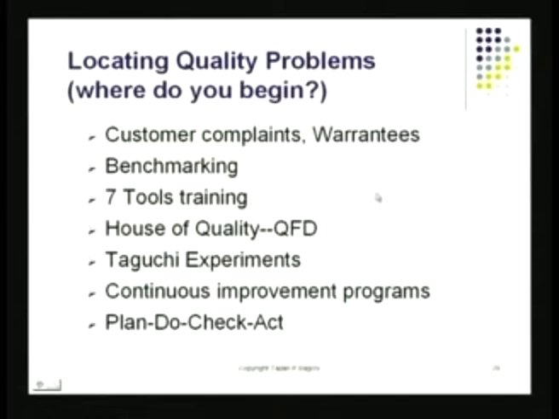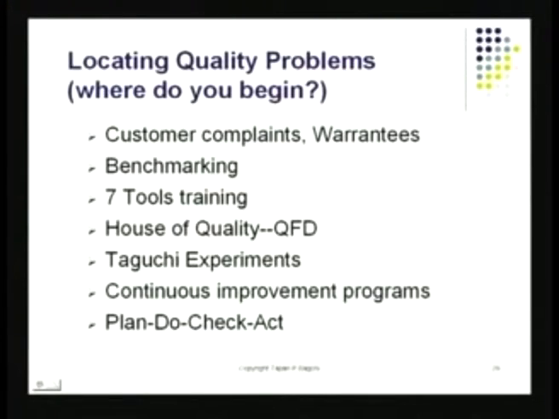Now, locating quality problems, where do I begin? As I mentioned to you, customer complaints and warranties are large areas where I can find what the problems are. I can also begin my work on quality by doing benchmarking, which is like my operations going on right now. I compare my performance to another company that is in comparable business. And I try to find out, how do they do their business? Are my costs comparable to his? Is my productivity comparable to his? Is my finished quality level comparable to his? If it is not, then there is something I'm doing that is not good enough, because he's probably going to outcompete me in the marketplace.